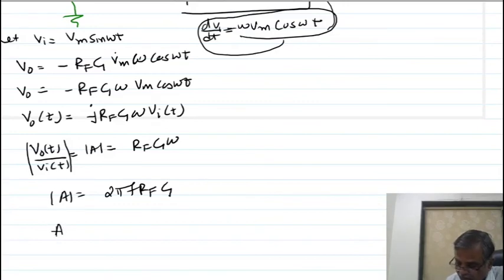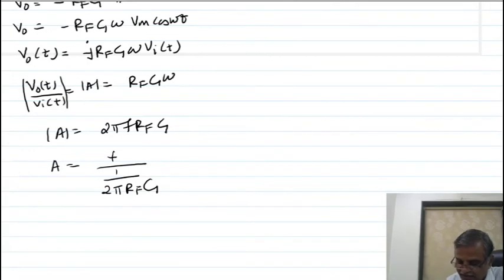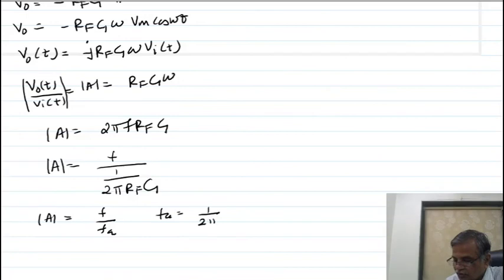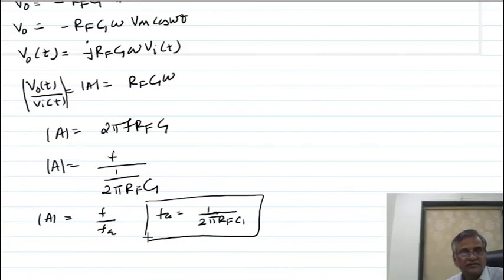The equation of gain we generally write as f upon Fa, where Fa is nothing but 1 upon 2 pi Rf C1, as you can see here. Please remember this equation for numericals.